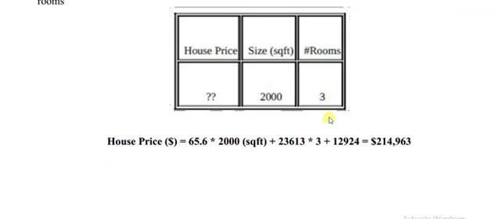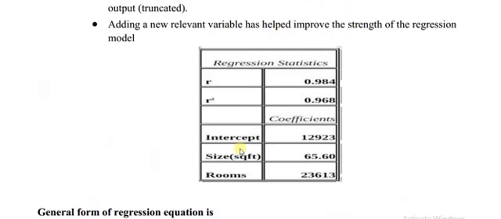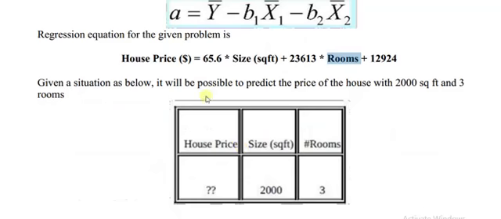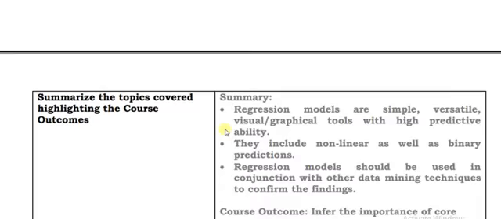So this is how we can predict the value for any data using regression. The most important thing to remember here is finding the regression equation. Once we are able to arrive at the regression equation, we can easily predict the value for any data. Okay, so that's for today's class.